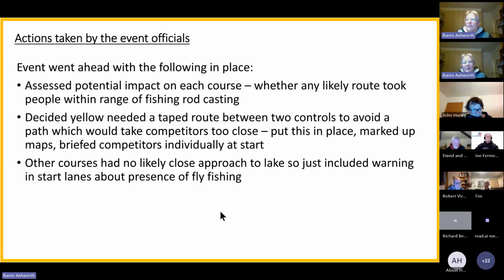So the maps were marked up with the taped route, and the competitors were briefed individually at the start about what they were going to need to do. The other courses had no need to be close to the lake, so we just included a warning in the start lanes about not going within fly fishing casting range.